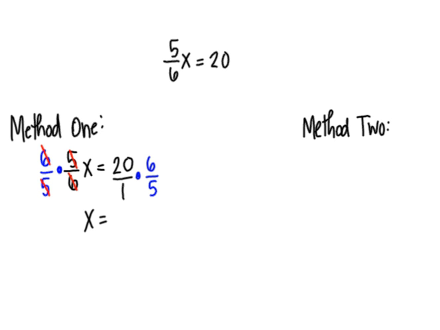Or remember, I can cross reduce. 5 and 20 share a common factor. 5 goes into 5 one time, and 5 goes into 20 4 times. So what I would get on the top is 4 times 6, and 4 times 6 is 24, and on the bottom I get 1 times 1. So my answer for that one is 24. That again is called the reciprocal method.